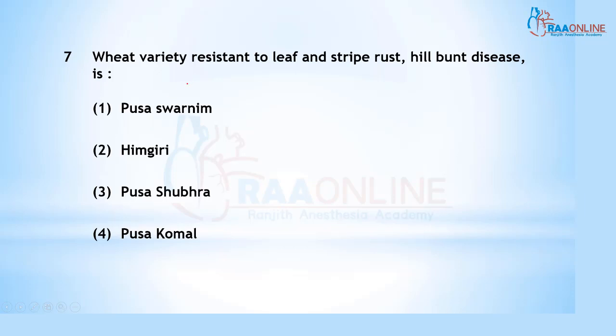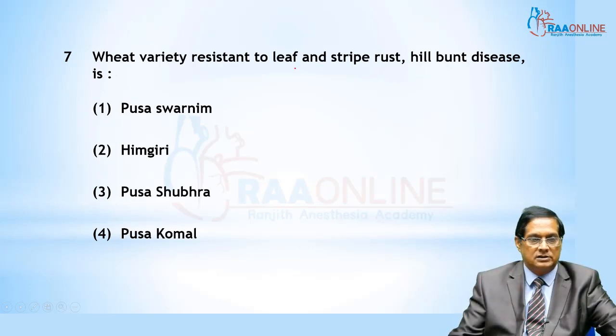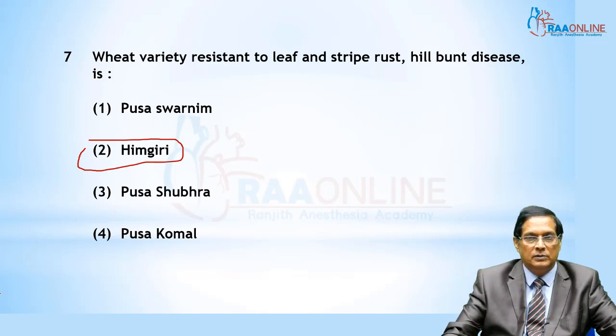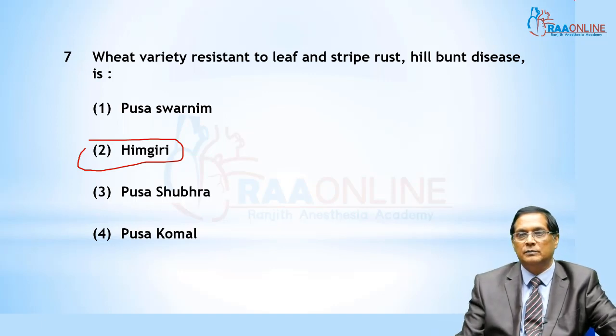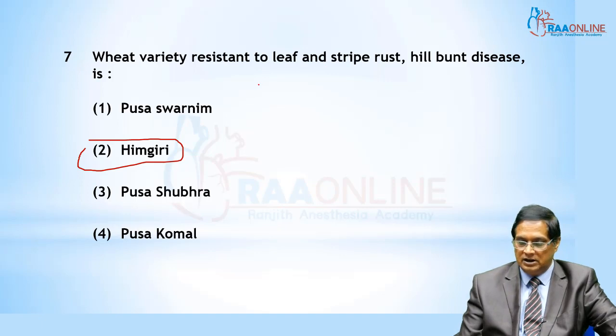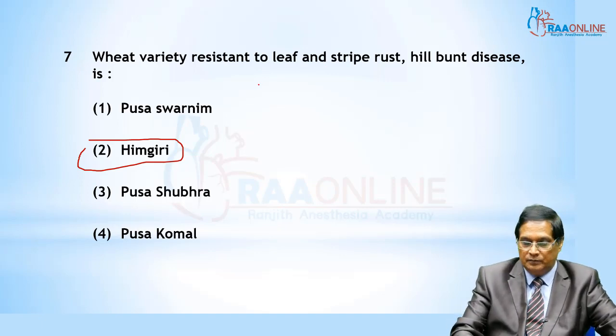Then, resistant to leaf and stripe rust. Direct answer, that is in a table in your NCERT. You will get the answer, that is Himgiri. The Himgiri variety is resistant to leaf rust, stripe rust, and Hill bunt disease.